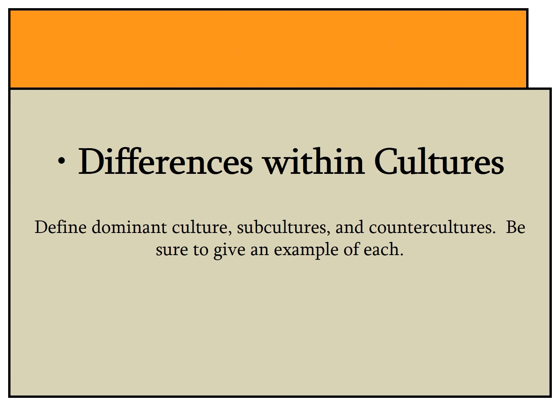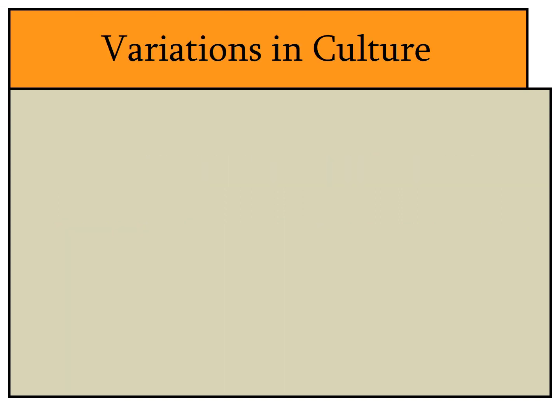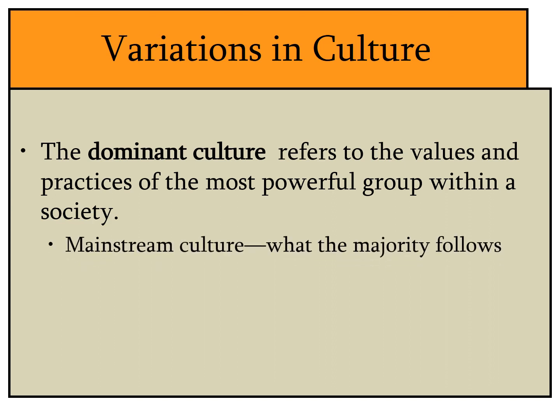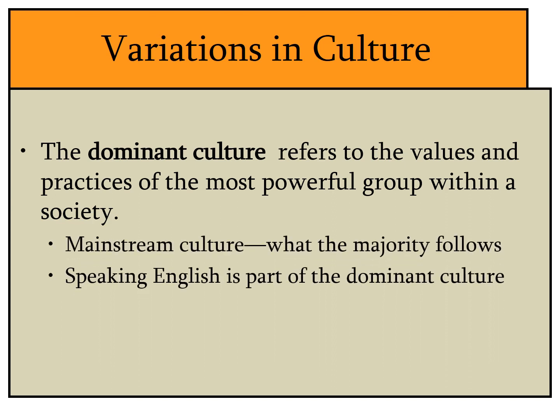All right, now let's get into the differences within cultures. And we know that there are a lot of differences within cultures. We're going to talk about the difference between dominant culture, subculture, and countercultures. So let's get into the first. Now, dominant culture, as it says here, refers to the values and the practice of the most powerful group within a certain society. Now, you can think about dominant culture as mainstream culture. This is what the majority of people within a certain society follows.